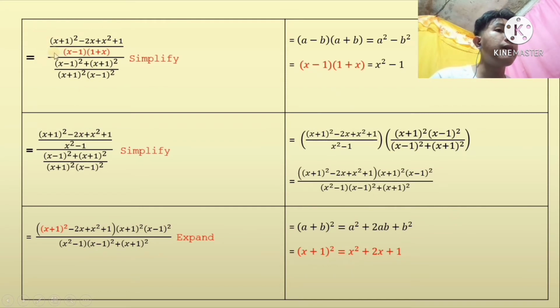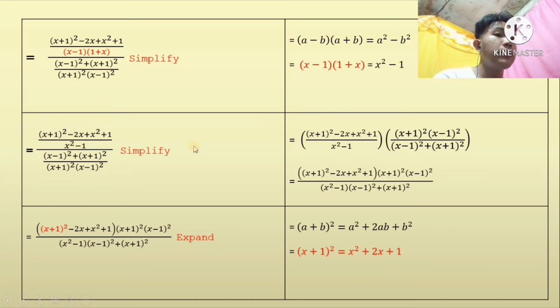Then simplify x minus 1 times 1 plus x. To simplify, let's use this pattern or shortcut, which is a minus b times a plus b is equal to a squared minus b squared. So the simplified form of x minus 1 times 1 plus x is equal to x squared minus 1. Then this is our new equation.